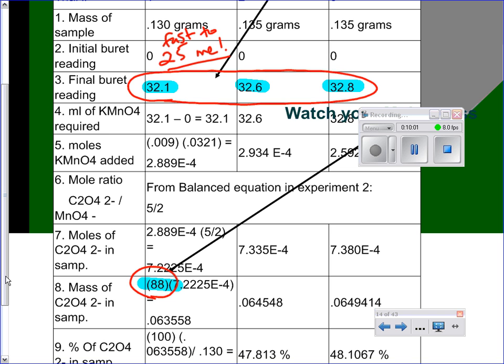And all of this, just by reading down your data table and doing every single calc, it pretty much is telling you what to do. So I'm not going to go over that in detail. You can figure that out. I'm just pointing out to you that here you use just the molar mass of oxalate.